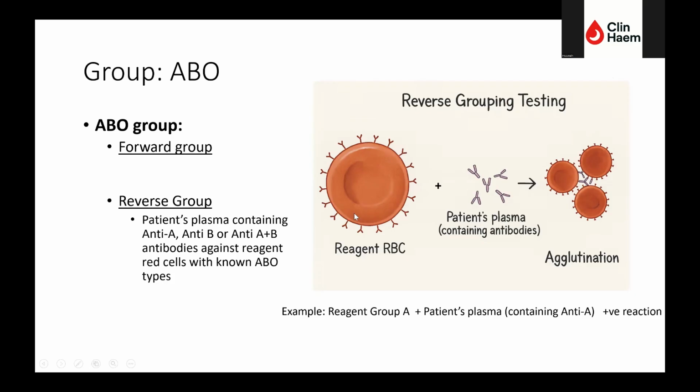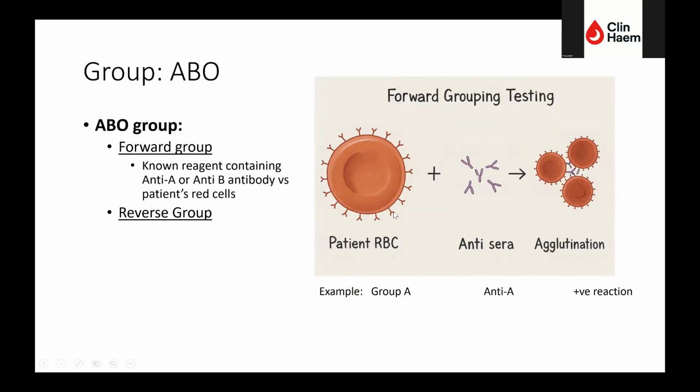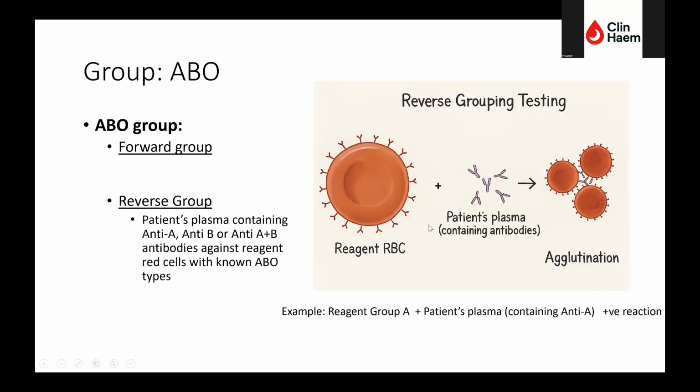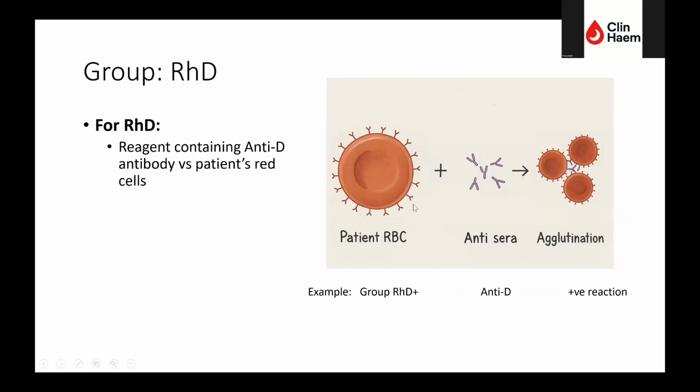In the forward group, we use a known antibody like anti-A or anti-B. In the reverse group, we use a known reagent red cell and expose them to the patient's plasma. That's forward and reverse grouping for ABO.